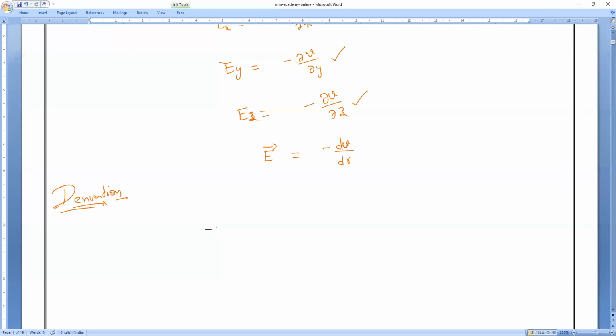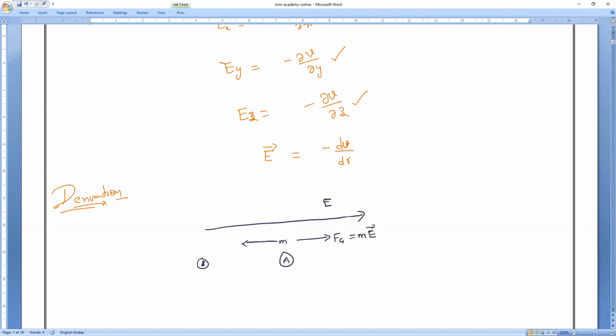Let me take the gravitational field exerting in this direction, and there are two points, point A and point B. Some mass M is present at point A, and it wants to move from point A to point B. The force exerted due to gravity is acting in this direction only, that is mass into E.